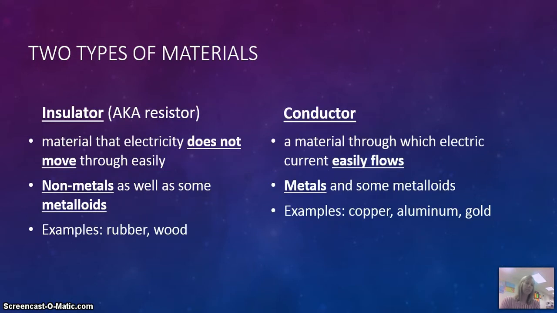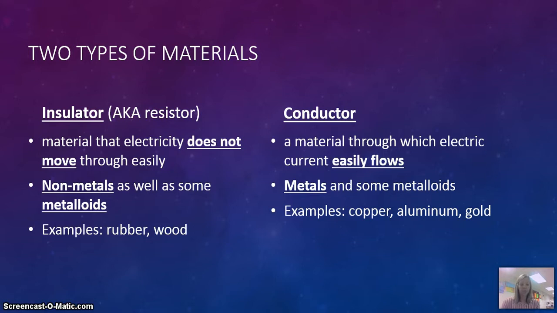All right, two types of materials, and we need to talk about these before we really talk about resistance. Make sure that you understand that on your notes, we're down here beneath the chart. If you take all the materials out there and you break them into two categories, they are insulator and conductor. An insulator is also known as a resistor. A resistor basically resists the flow of electrons through it, so it can make it very difficult for electron charges to flow. Non-metals are examples of insulators, and some metalloids are also examples.